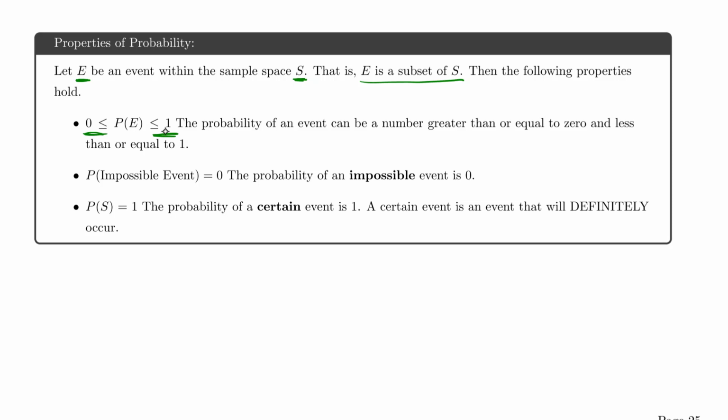And if you want to use percentage, we multiply the probability value by 100. But usually the value itself is a decimal or a fraction between 0 and 1. So the probability of an impossible event is exactly 0, and the probability of a certain event is 1. A certain event is an event that would definitely occur.